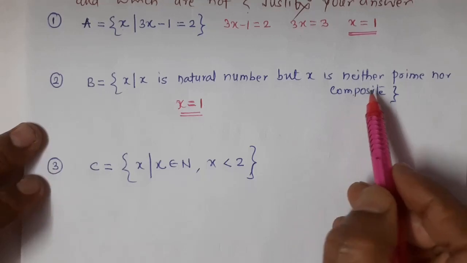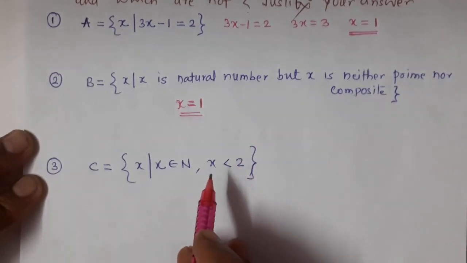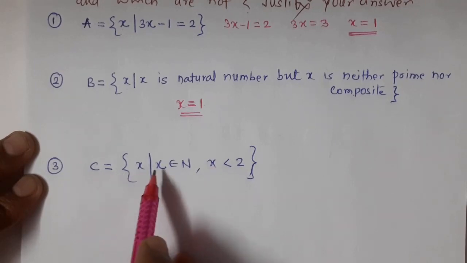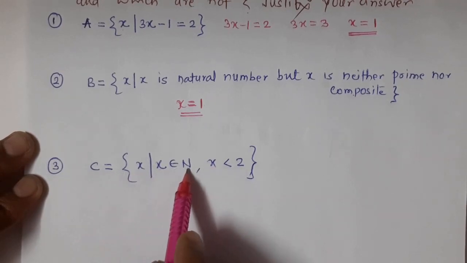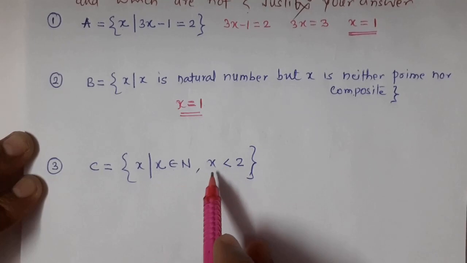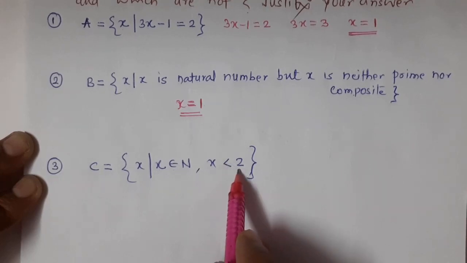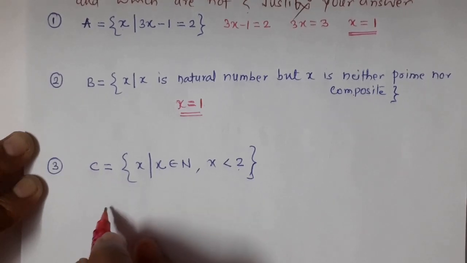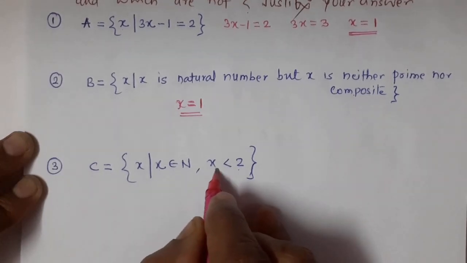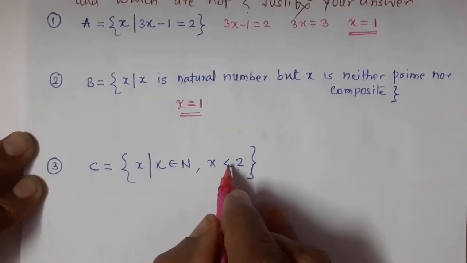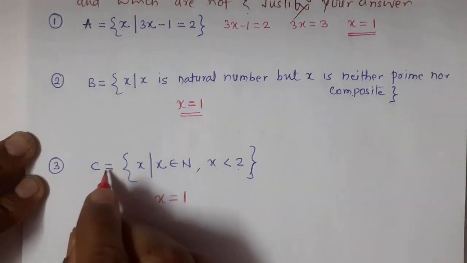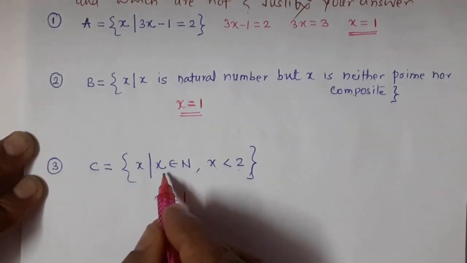Next example, that is C is a set of x where x belongs to natural numbers and x is less than 2. So when you have this set C, x is less than 2. Then what is the value of x? Then only x will be equal to 1, which belongs to the natural numbers.